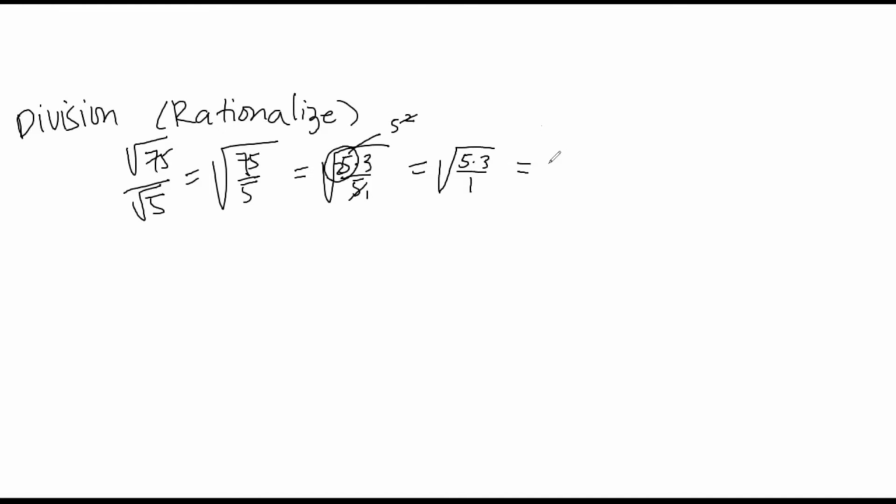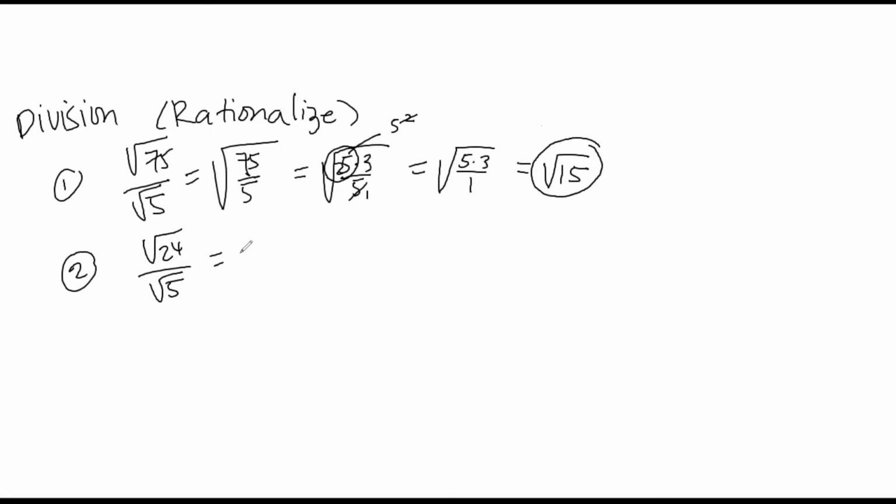So our final answer would be square root of 15. All right. So our second example is square root of 24 over square root of 25.